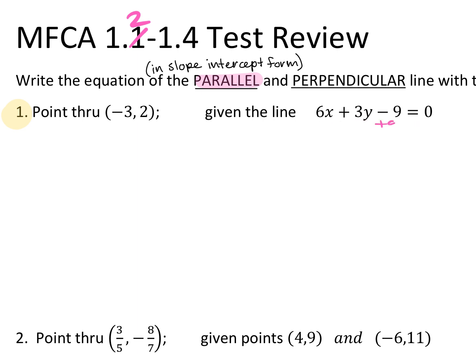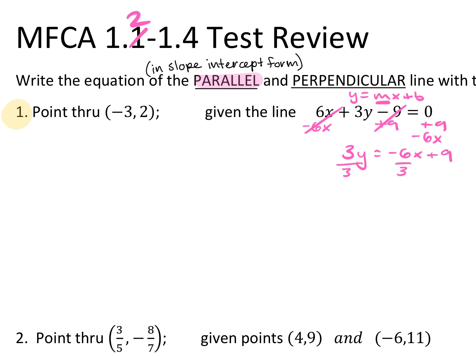Awesome. Let's add the 9 to the other side, and then we can subtract the 6. We want to get it to be y equals mx plus b. Once it's in this form, we know whatever is in front of the x is our slope. So we want to get the y by itself. So we have 3y equals negative 6x plus 9. And then what could we do next?